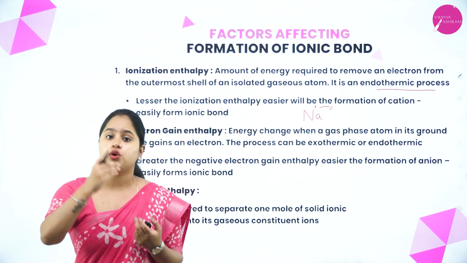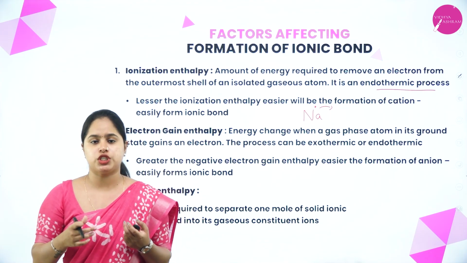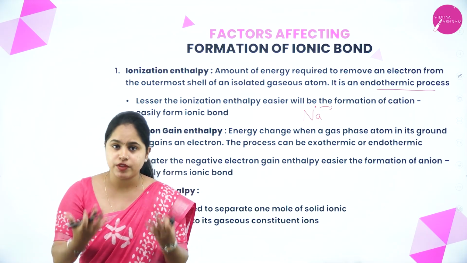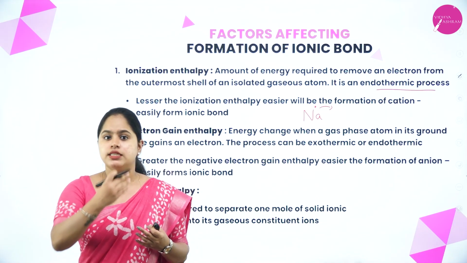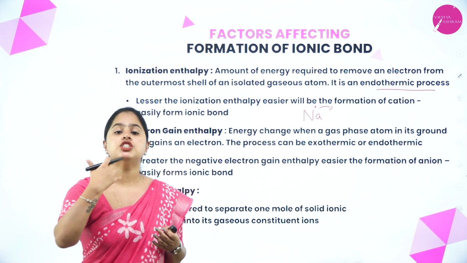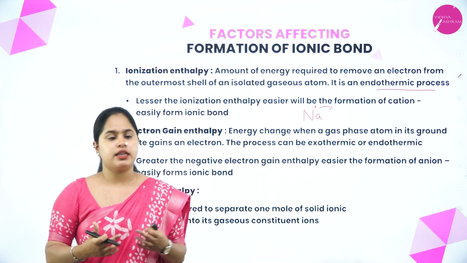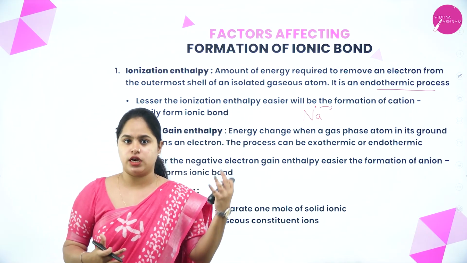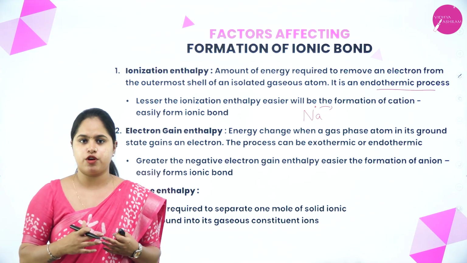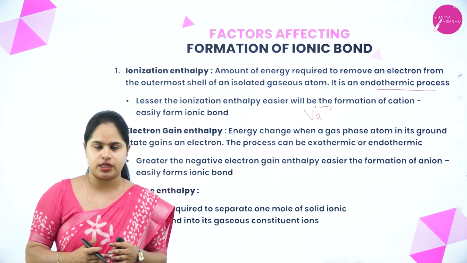Because to remove an electron from the outermost shell, a particular amount of energy is required to be supplied to the atom. Simply, it won't get removed from the outermost shell unless energy is given. So hence it is an endothermic process. The amount of energy required to remove this electron from the outermost shell is called ionization enthalpy.